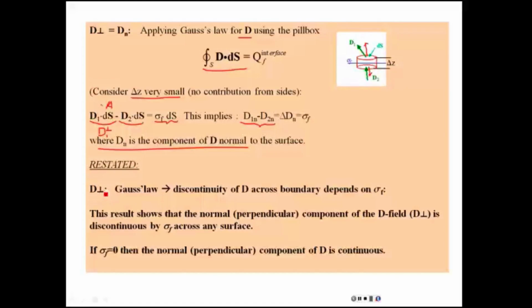D perpendicular from Gauss's law gives us that the discontinuity of D across the boundary depends on sigma sub f. If you speak in terms of normal or perpendicular components, that's what we said before. It's discontinuous by sigma f across any surface. Obviously, if there is no free charge at the boundary, then the normal or perpendicular component of D is continuous, because if this is 0, then these two quantities are equal.